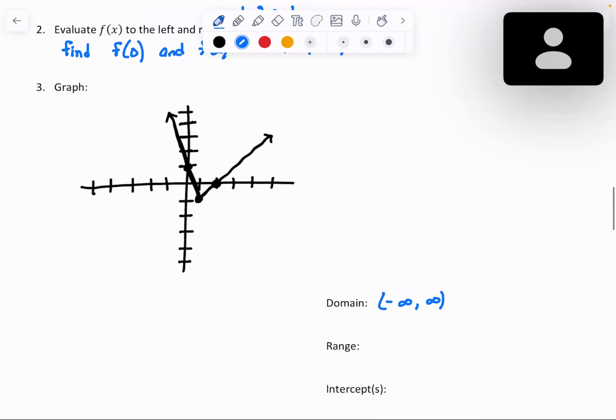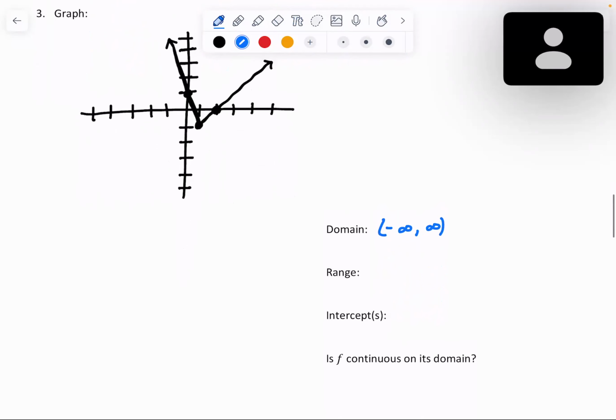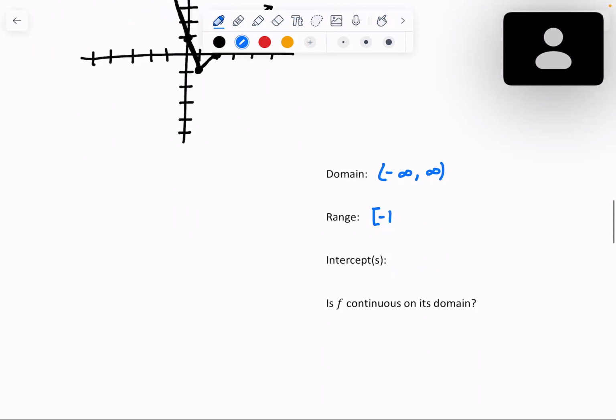Now the range is more restricted because what's the smallest value of y we have? So the smallest value of y isn't 0, but it's close. Not 1, but -1. There we go. -1 is the smallest value of y. And then what's the largest value of y? It continues on forever up, so it's infinity, right? So the range is from -1, including -1, to infinity.